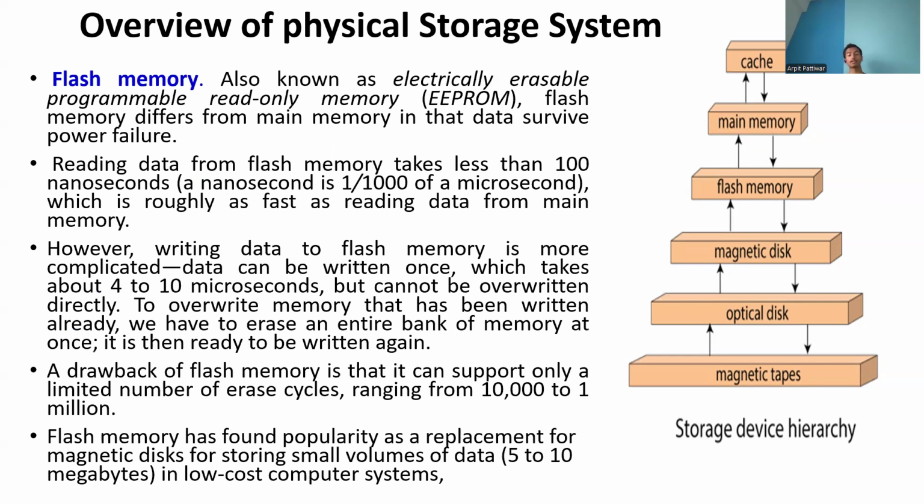Flash memory, also known as electrically erasable programmable read-only memory. Flash memory differs from main memory in that data survive power failure. Reading data from flash memory takes less than 100 nanoseconds, which is roughly as fast as reading data from main memory. However, writing data to flash memory is more complicated, because data once written cannot be overwritten directly and erasing takes about 4 to 10 microseconds.